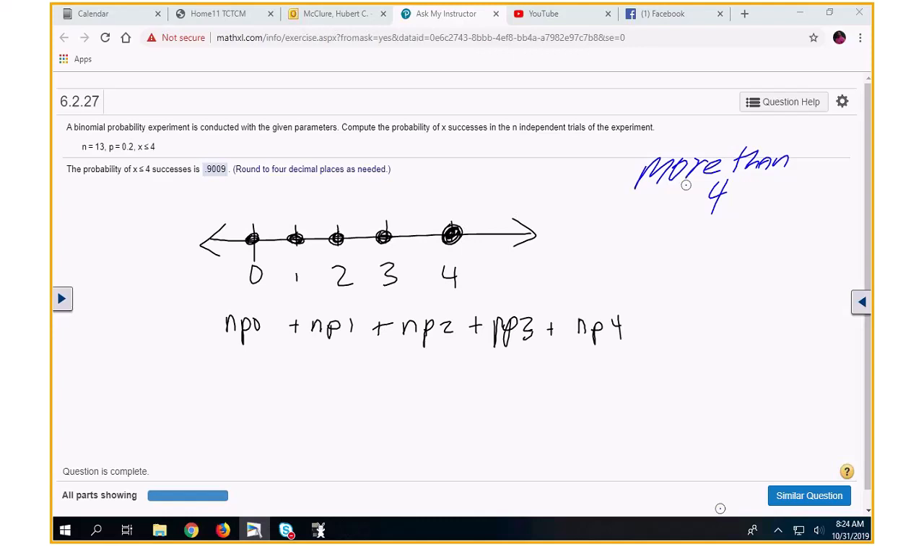What if I wanted to find more than 4? We know this is what, 0.9009? So more than 4 would be everything above what? 4, which would be 5, 6, 7, 8, all the way up to what? 13. So what would that be?